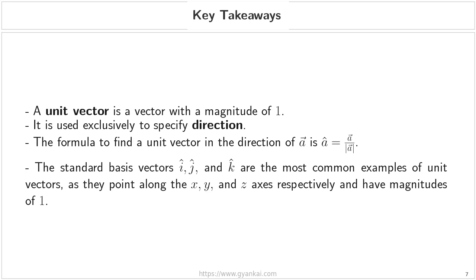Finally, keep in mind the most common examples you will see in your textbook, the standard basis vectors, which we call i hat, j hat, and k hat. These are all unit vectors because they point directly along the x, y, and z axes respectively, and each one has a magnitude of exactly 1.